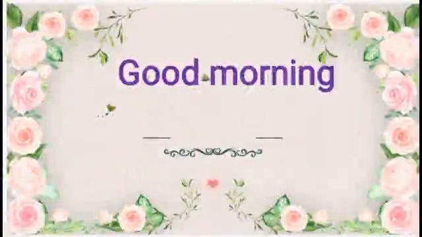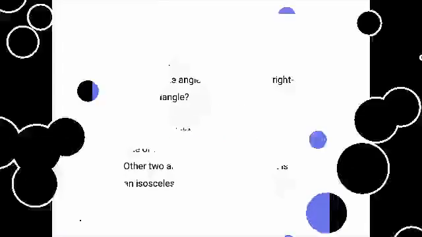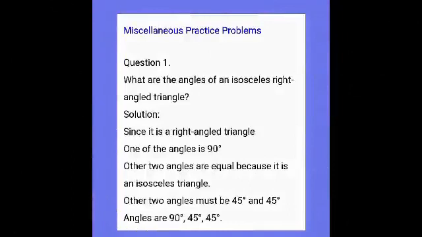Today we are going to see exercise 4.3 challenging problems and the miscellaneous exercise. Let's start with the miscellaneous exercise. First question: what are the angles of an isosceles right angle triangle?